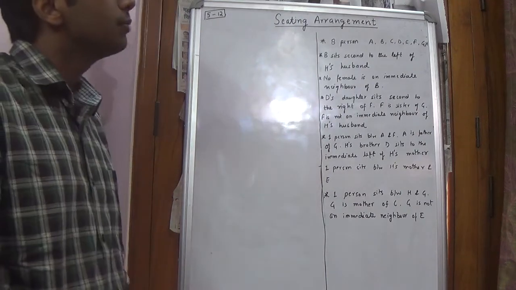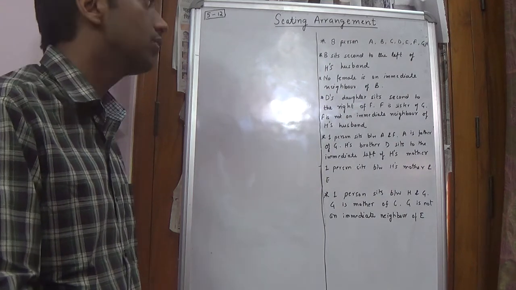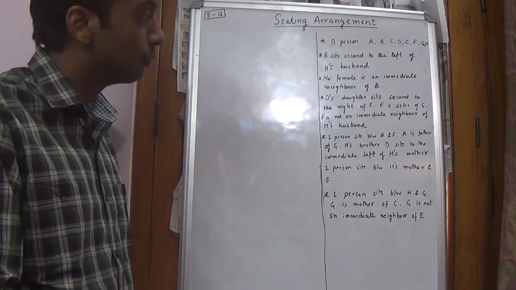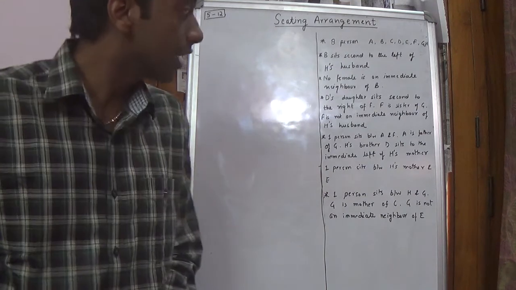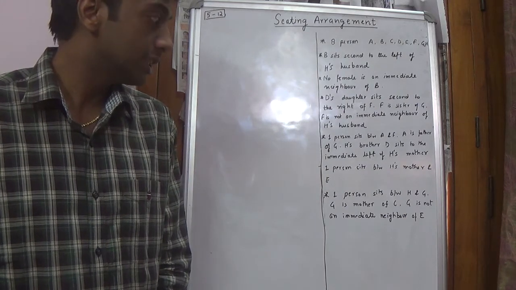The question says 8 persons A, B, C, D, E, F, G, H are sitting in a circular arrangement. B sits second to the left of H's husband. No female is an immediate neighbor of B. B's daughter sits second to the right of F. F is sister of G. F is not an immediate neighbor of H's husband.